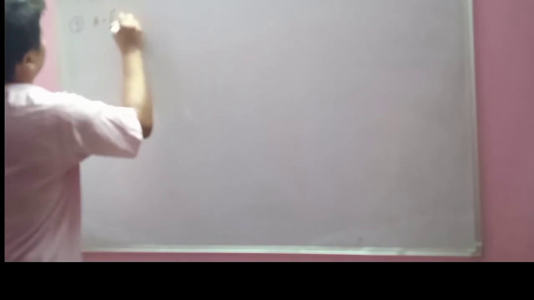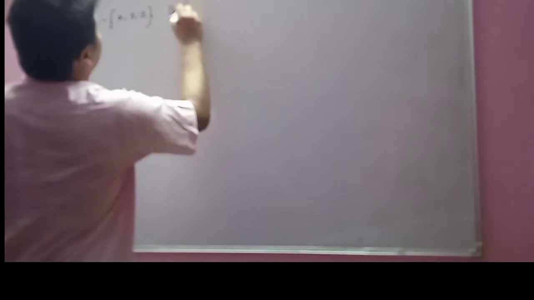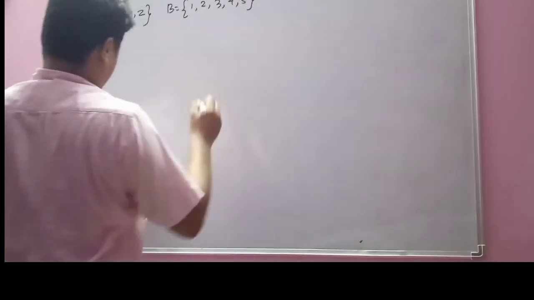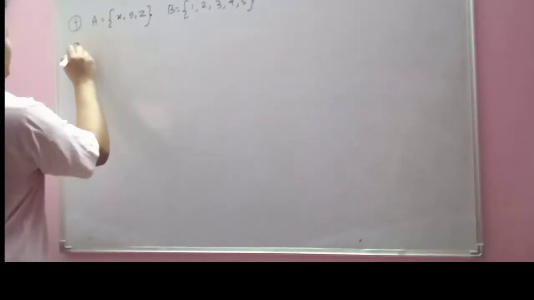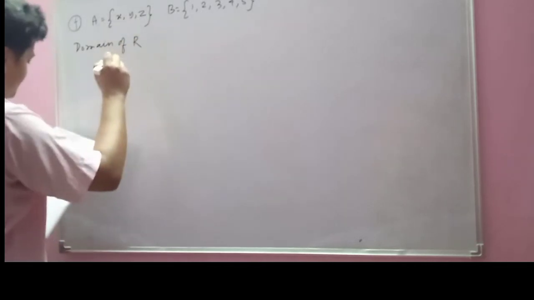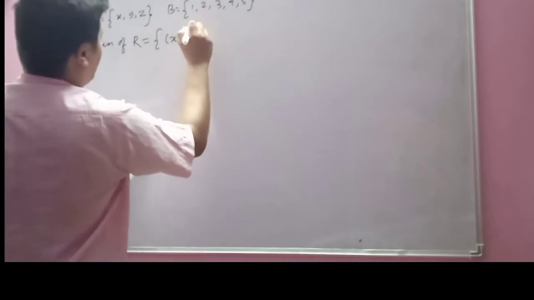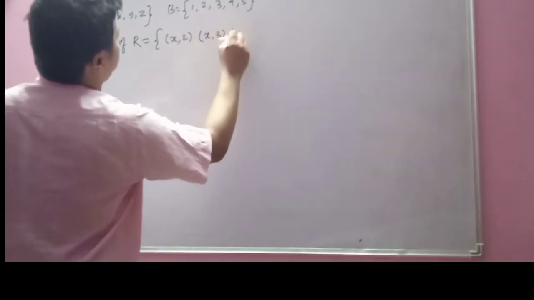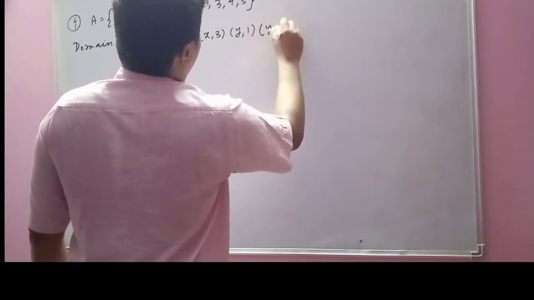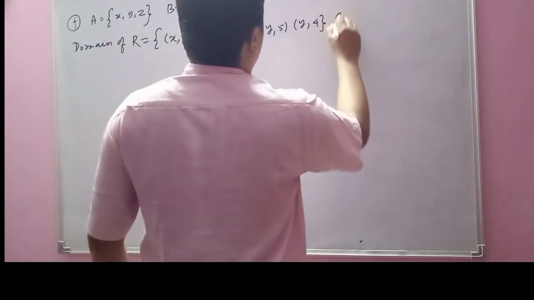A equal to {x, y, z}, B equal to {1, 2, 3, 4, 5}. The domain of R, given by (x, 2), (x, 3), (y, 1), (y, 5), (y, 4), is a relation from A to B.